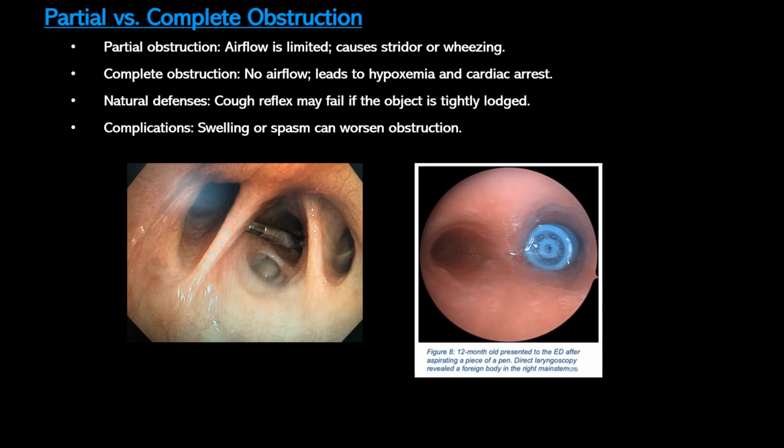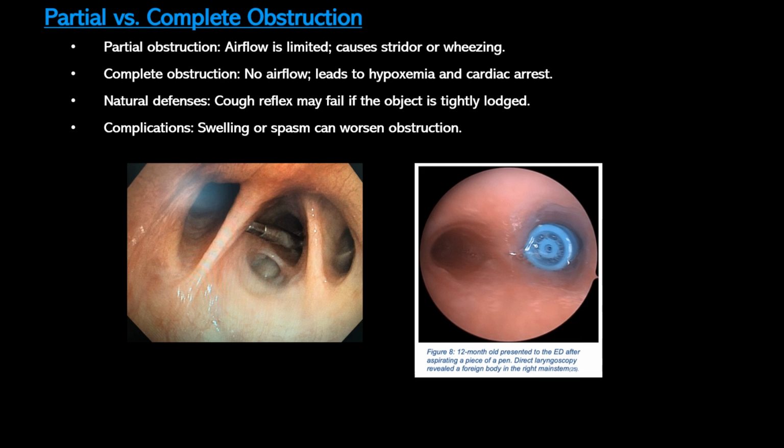Patients with partial obstructions may exhibit stridor if the obstruction is higher in the airway, or wheezing if it's lower. A complete obstruction, on the other hand, prevents any airflow, leading to hypoxemia, loss of consciousness, and potentially cardiac arrest within minutes if the issue is not resolved.